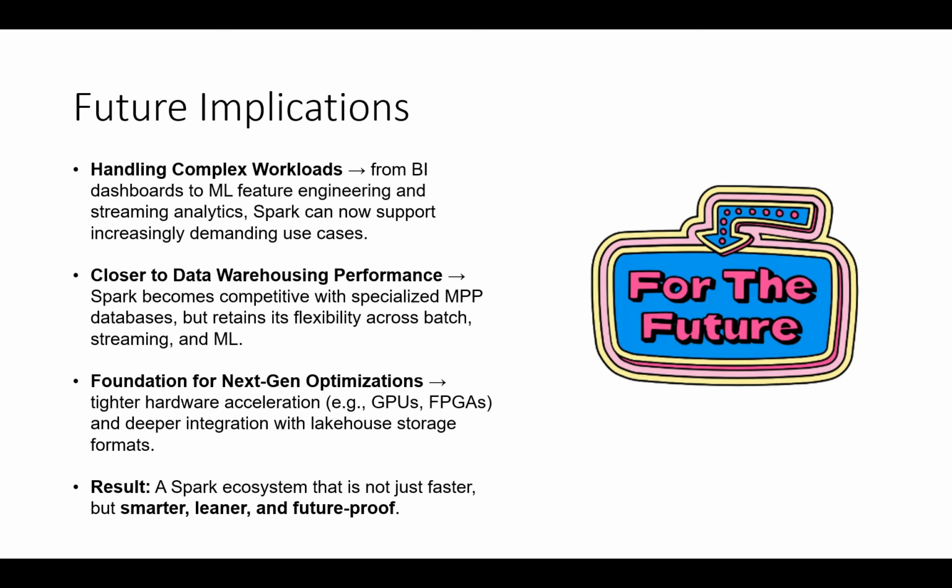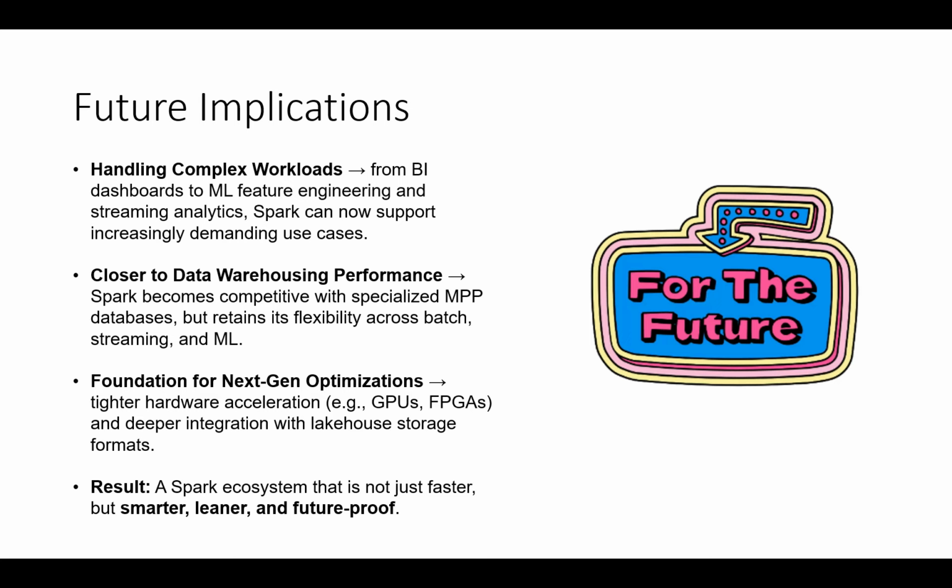Okay. What are the future implications with both of these together? There can be multiple complex workloads, it can be ML feature engineering, it can be business intelligence, streaming analytics, or any kind of use case that can be supported by both of these. It is very close to data warehousing performance, because earlier when we had data warehouses, they had MPP architecture. The databases were MPP. Now with Spark and these capabilities optimization, Spark can be very competitive to those MPP architectures.